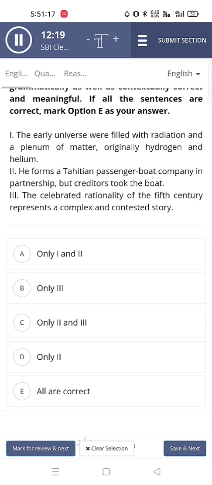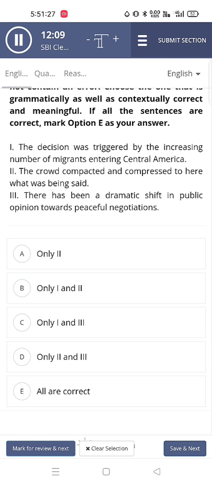Then the celebrated rationality of the 5th century represents a complex and consented story. So third should be right. Then the decision was triggered by the increasing number of migrants entering Central America. It is right. The crowd compacted and compressed to hear what was being said. So error in second because after two, hear should be there.